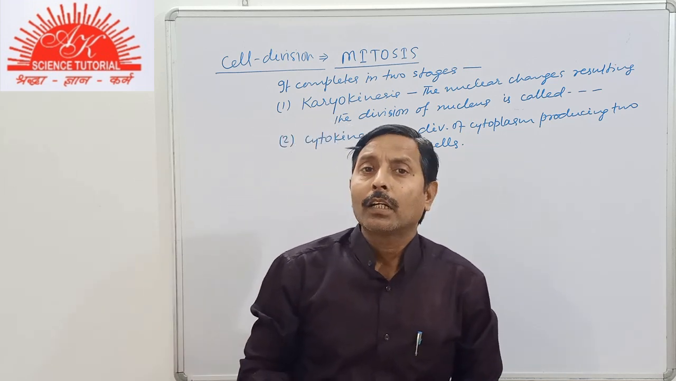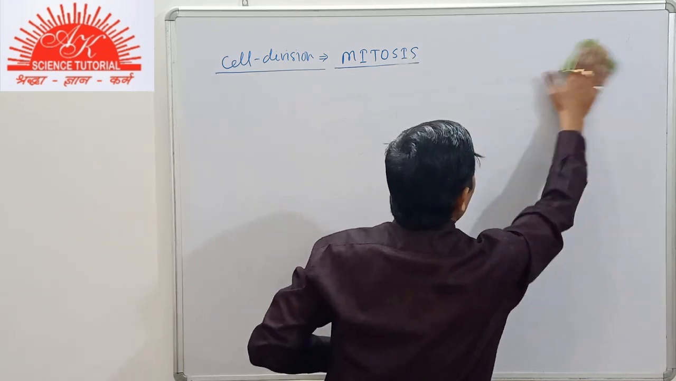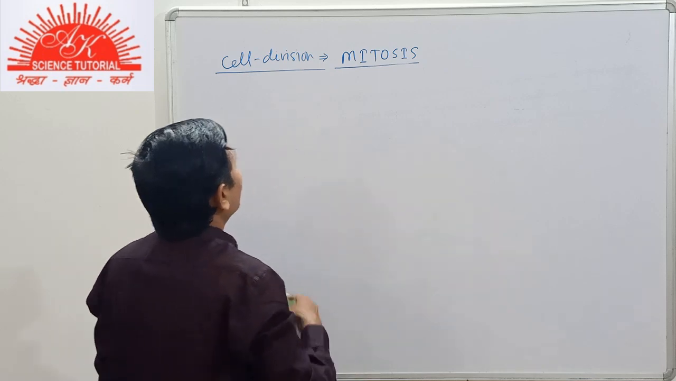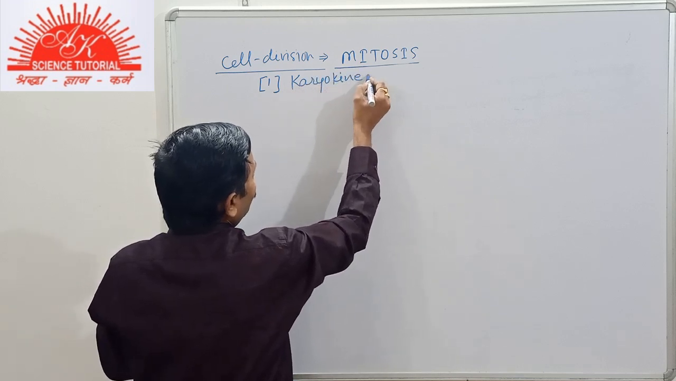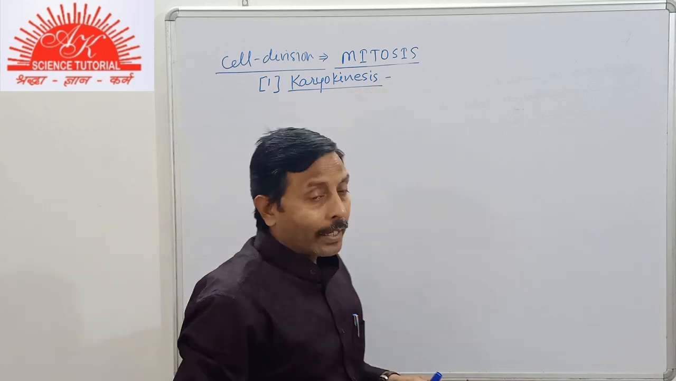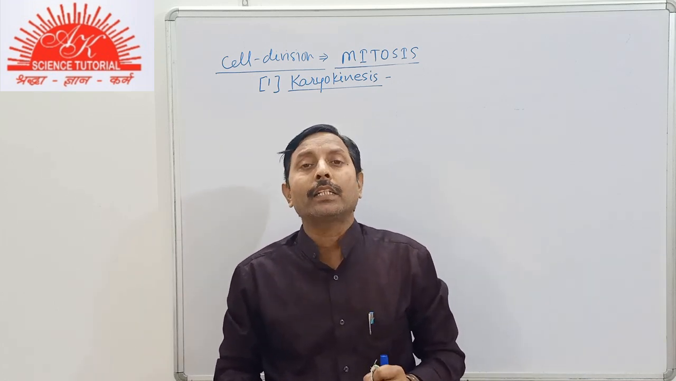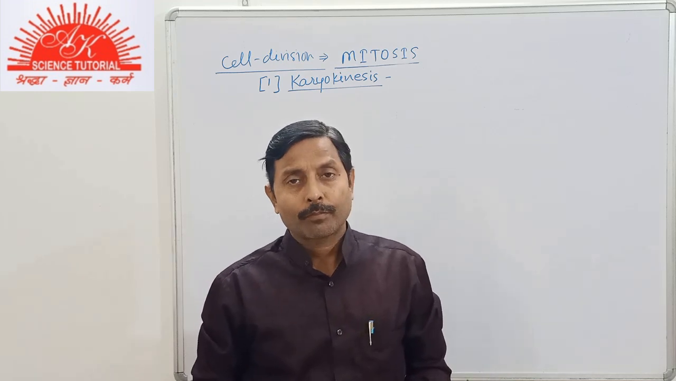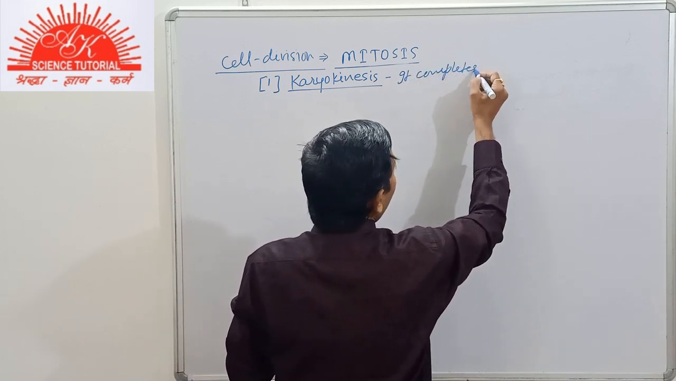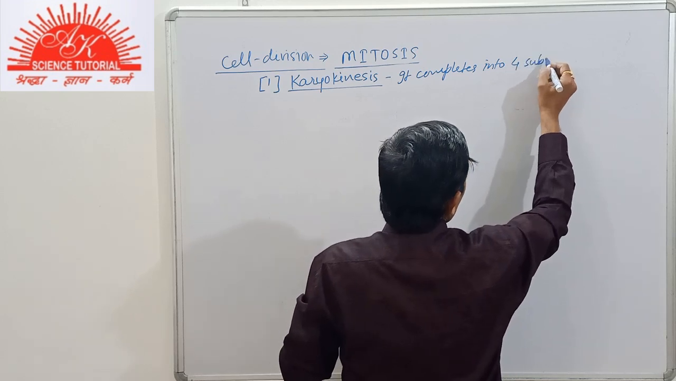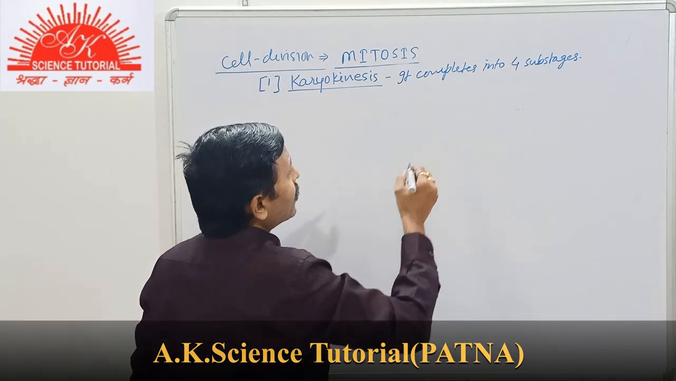Now we will start with karyokinesis, in which the major changes take place. As we have discussed, in this phase nuclear changes take place, and as a result two daughter nuclei are formed. It completes in four sub-stages. Now what are these sub-stages?